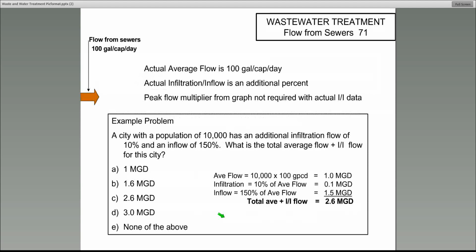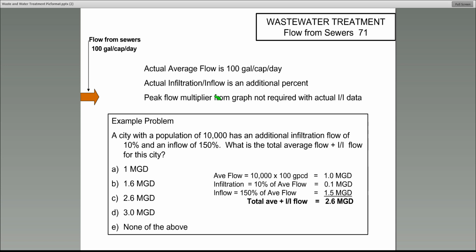Okay, wastewater treatment. Now we're going to get to the wastewater treatment plants, and remember the average flow for design is 100 gallons, but that has to be multiplied by a peak factor unless they give you the peak flow. The actual infiltration inflow is an additional percent. Peak flow multiplier from graph is not required with the actual data. So if you have actual infiltration inflow, you use that. If you don't have actual infiltration inflow, especially if you're designing a new plant, then you would use the graph.